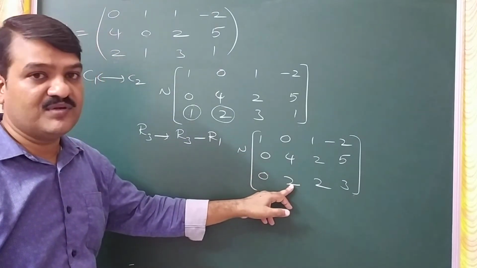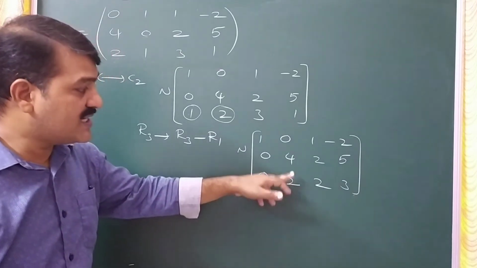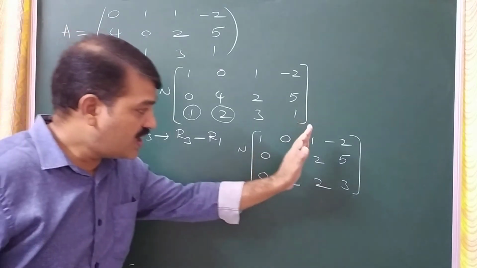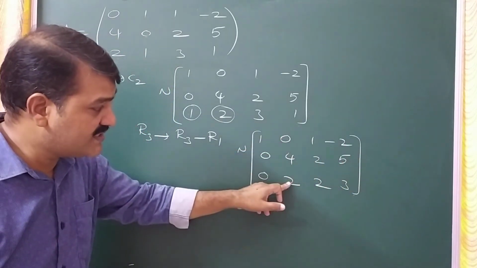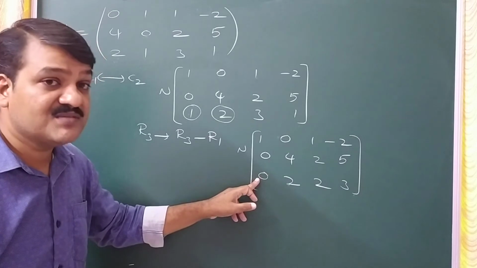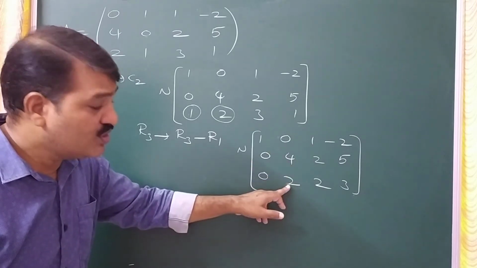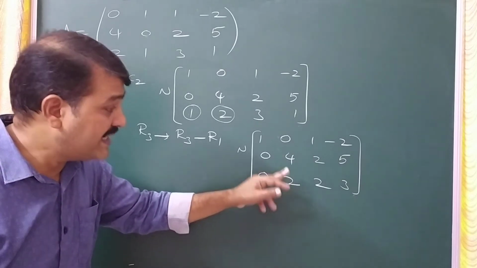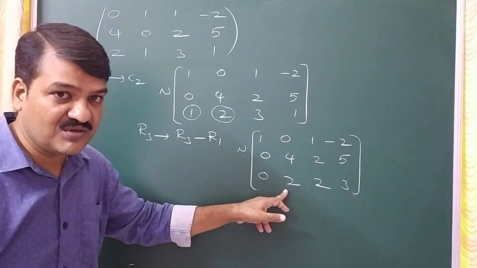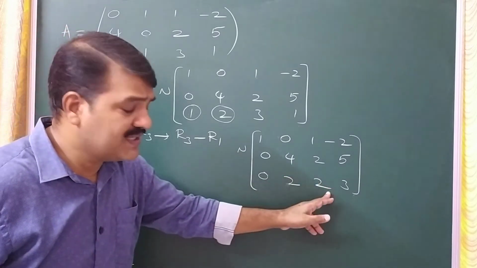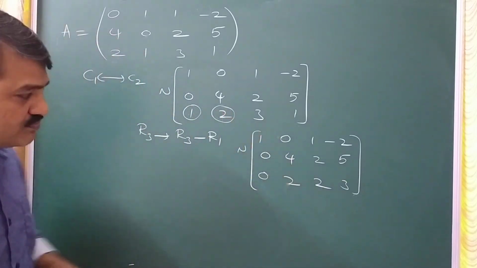Now here you have to get 0. To get 0 here, you have to use either R2 or C3, C4. You should not use R1 to get 0 here because this will change. You can use R2, that means you can do 2R3 minus R2, and you get 0 here. Or simply C2 minus C3, you can do.